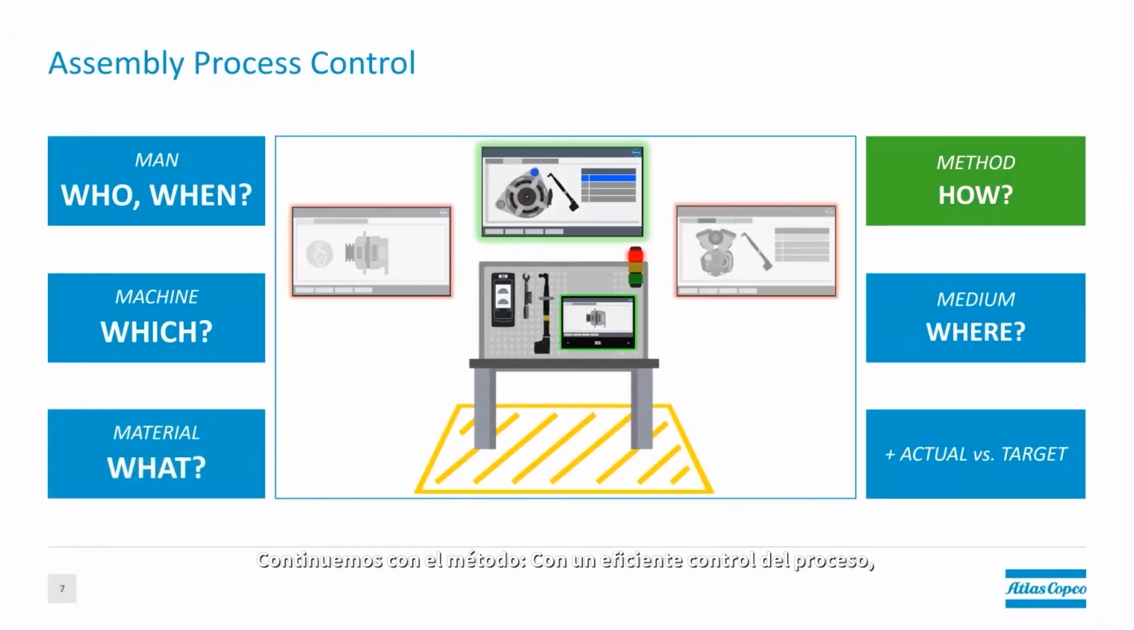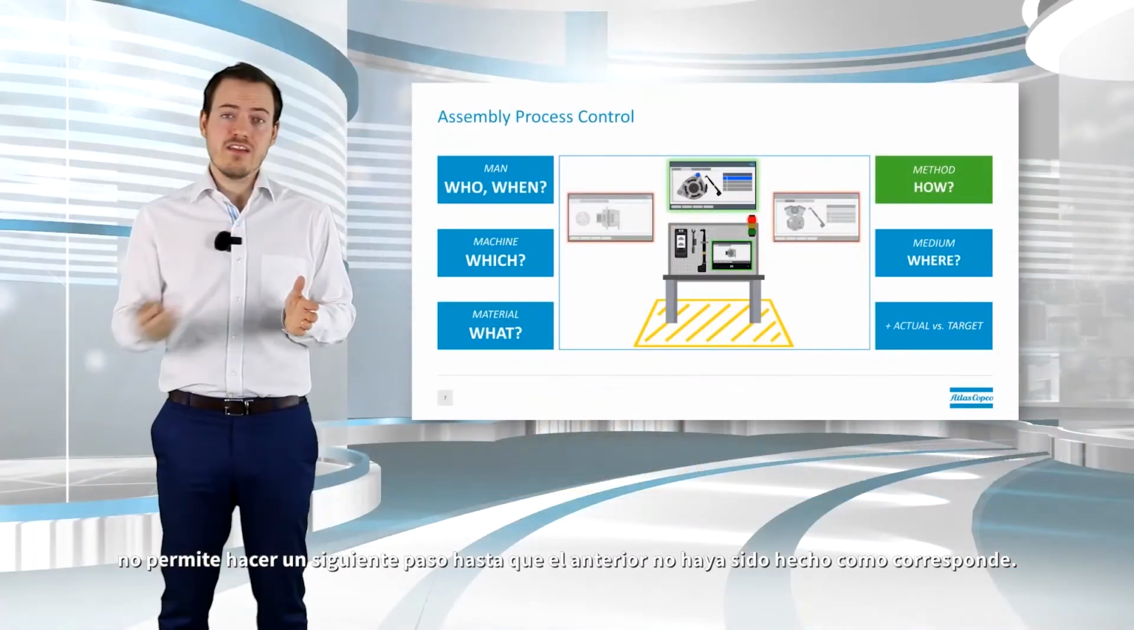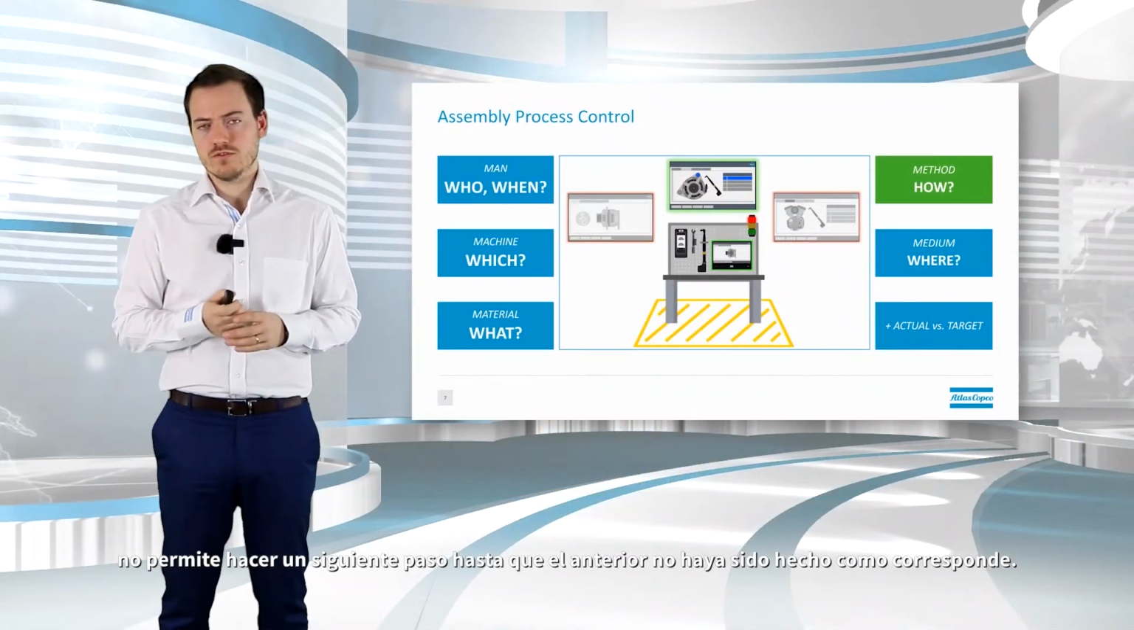With a really efficient process control, we can interlink different processes, different steps, in the right sequence. So let's say here we first need to mount the alternator, choosing the right one, then we need to do the tightenings, and then maybe another tightening afterwards. A really good process control can make sure that this sequence is followed and not enable the next step if the previous one was not done correctly.